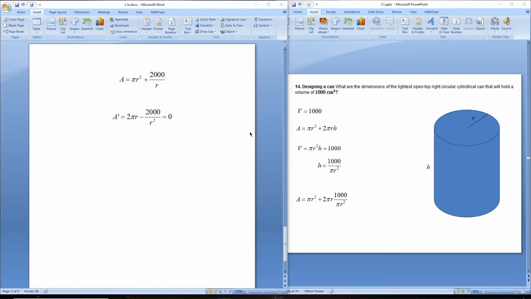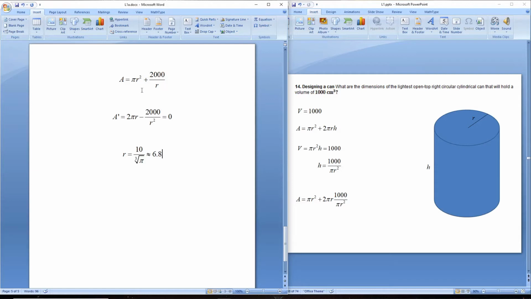Now you will have to multiply both sides by r squared to get rid of that denominator. You'll end up having an r cubed, which means you'll have to take a cube root to get your final answer. And that turns out to be about 6.8. So that's our critical number.